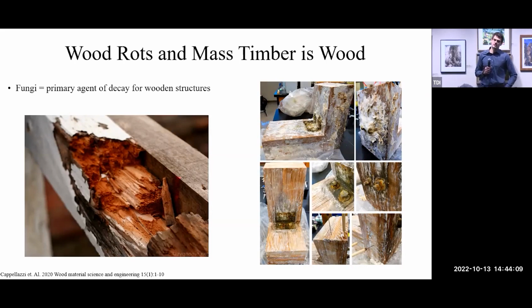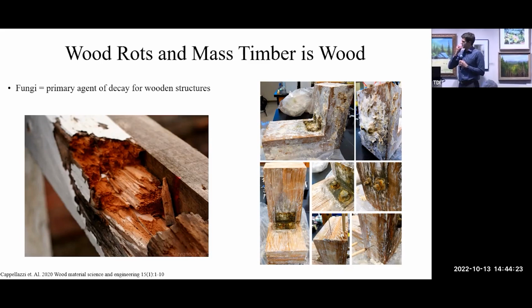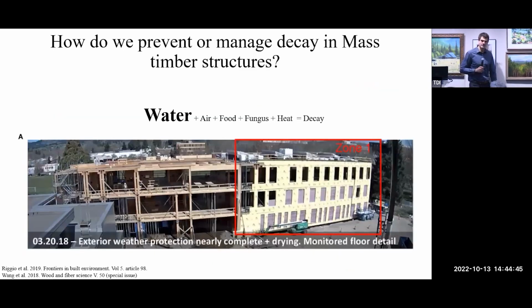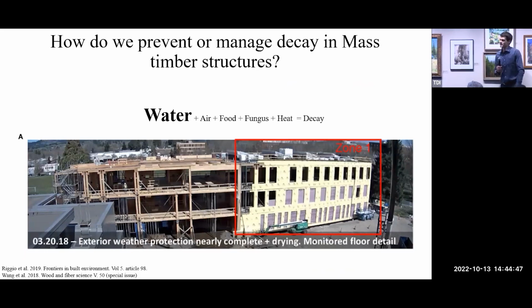So fungi, in our area, are the primary agents of decay for wooden structures. And this goes for mass timber buildings as well. Just a couple of pictures here: a Ph.D. student in our department, Kenneth, has been rotting these large pieces of CLT, and he can confirm to you that it rots pretty well and loses a lot of strength. And this will happen if all the appropriate agents are present in the case of decay.